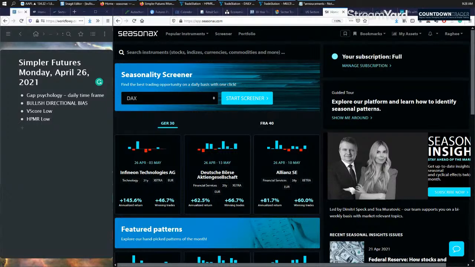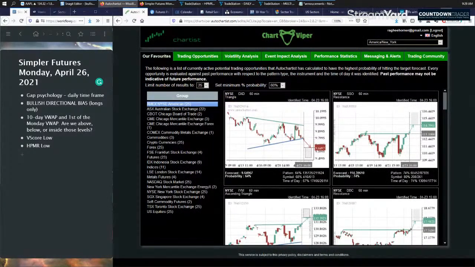Okay, excellent. So what I'm going to do, again, is review whether we have gap psychology. That's the first thing. Second thing, confirm, again, bullish directional bias. So I'll be looking for longs only, gang. Longs only. If you want to, re-anchor the 10-day VWAP and track the first of the month VWAP, really easy. Are we above, below, or inside those levels? It's a really easy way for those of you that are considering, okay, do I want to be bullish or bearish on any particular day? That's a really easy way to do it.